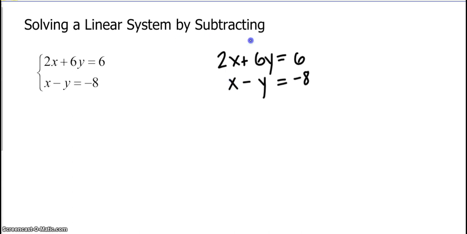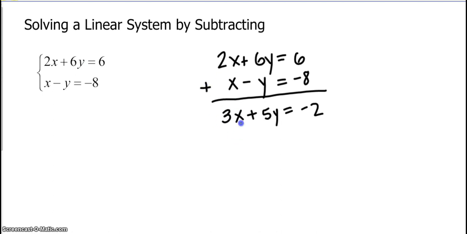And I have 2x plus 6y equals 6. And I have x minus y equals negative 8. Now if you watch the other videos, you know that we need to multiply here, because if I were to add these 2 equations together, I would not be eliminating any variables. So I would end up with a sum of the 2 equations that still had both x and y. And that is what we want to avoid.